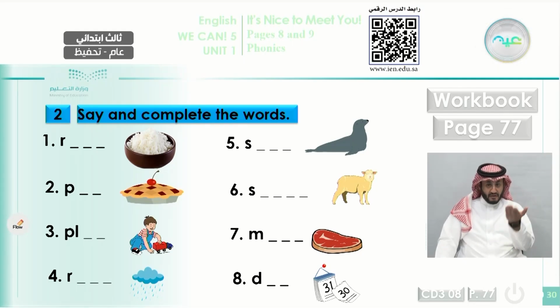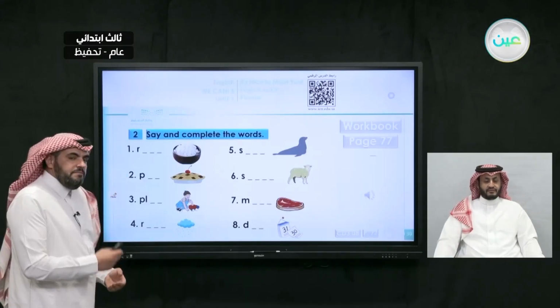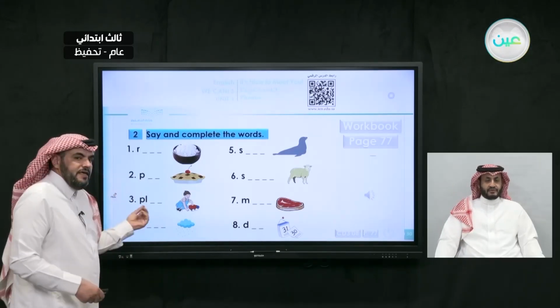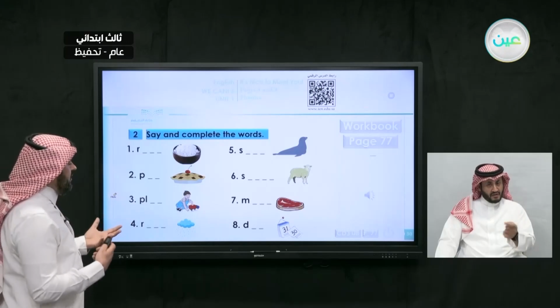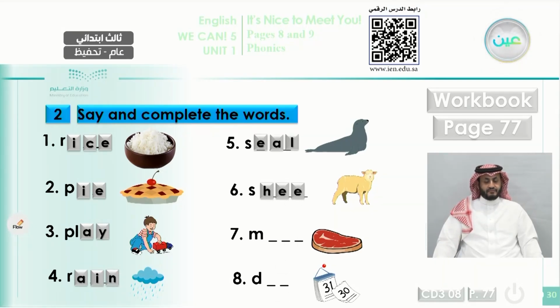You need to go to your book on page 77, exercise number 2, and write the right spelling. How to spell the first one? Rice. You have to write R-I-C-E. Pie, P-I-E. And the next one here, the boy is playing, so you write play, P-L-A-Y, and so on. Okay, you can do that by yourself. As you can see here, rice, pie, play, rain, snail, sheep, meat, and day. Let's listen to your colleague reading these 8 words.